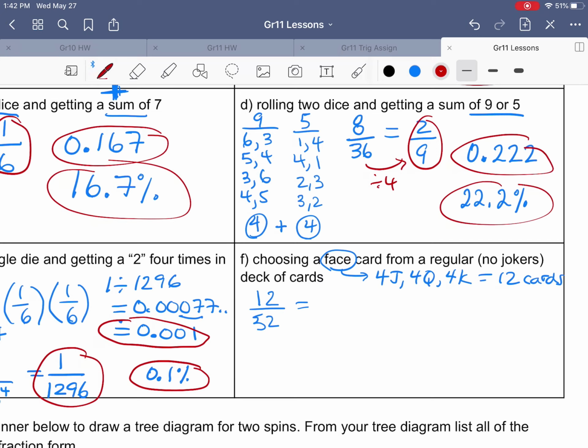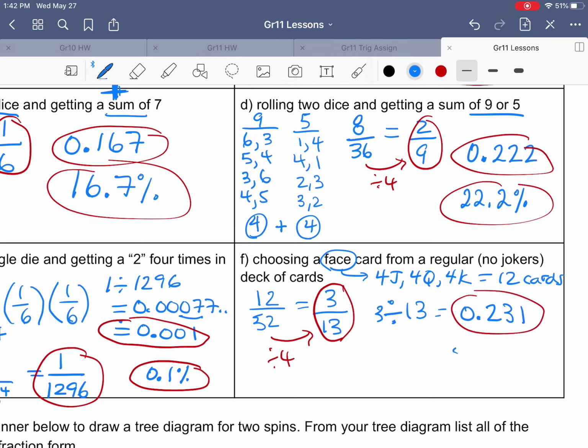And both 12 and 52 are divisible by 4. So we can reduce this. So 52 divided by 4 gives us 13. 12 divided by 4 gives us 3. So our reduced or simplified fraction is 3 out of 13. And if we do 3 divided by 13, that gives us approximately 0.231. And as a percent, that's 23.1%.